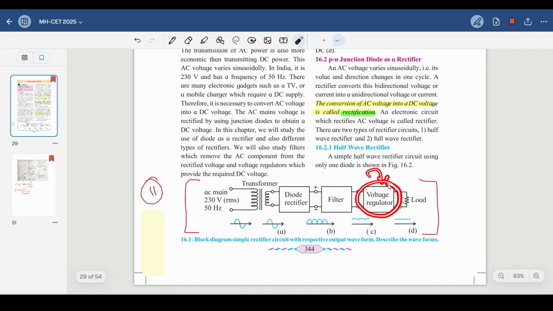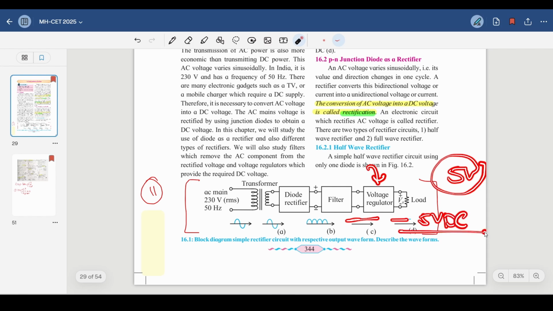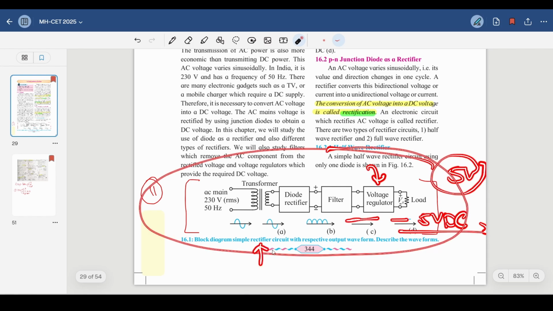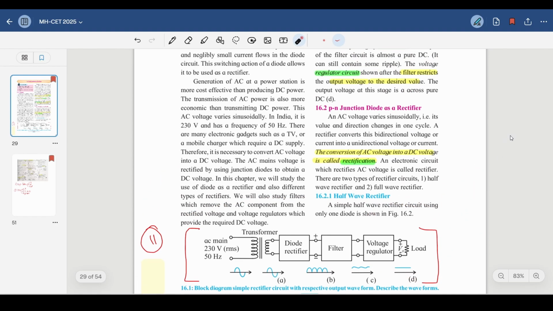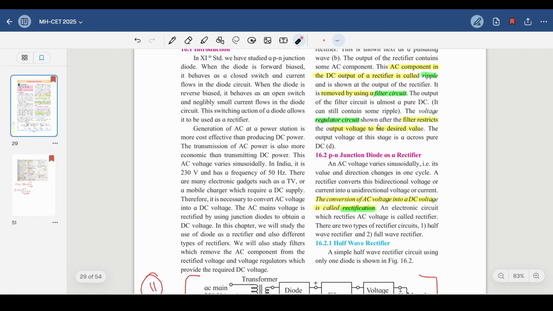So voltage regulator will maintain the DC voltage. So for example, if we want this circuit to work as a charger for our mobile phones, at the end we need the output to be 5 volts for our mobiles to charge. So the regulator will maintain the voltage at 5 volts DC. So this is the basic block diagram of a rectifier circuit. Whatever I just explained is just written over here. I've already marked everything.